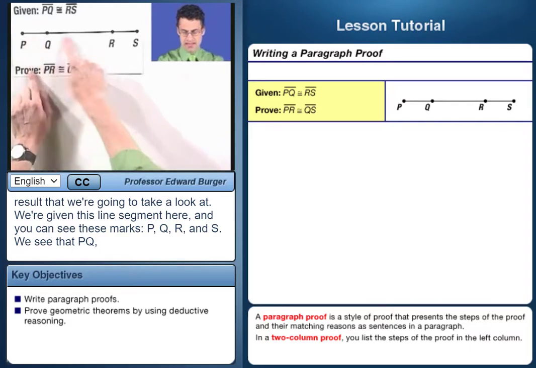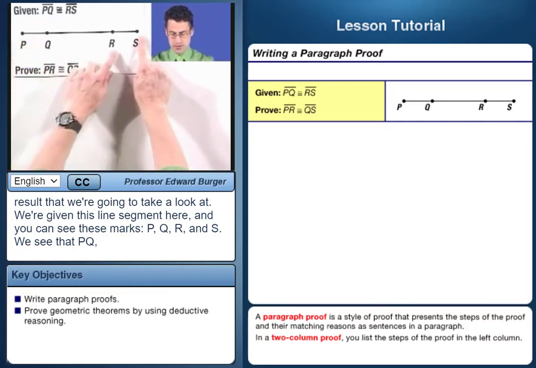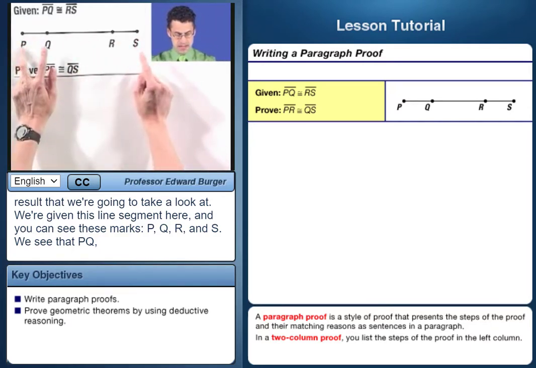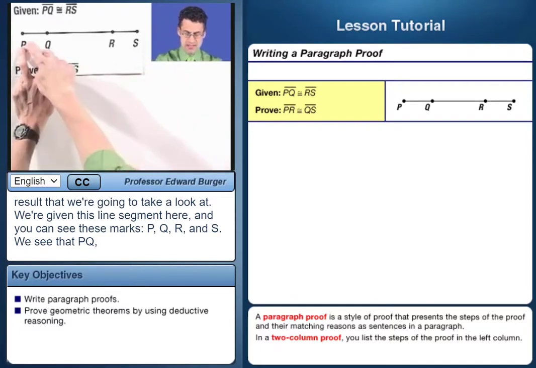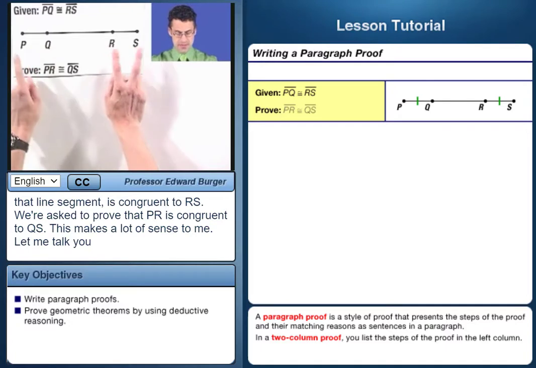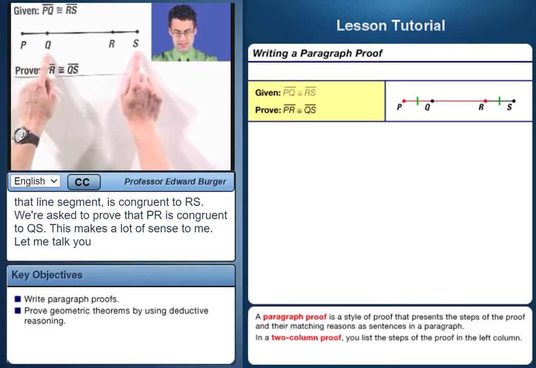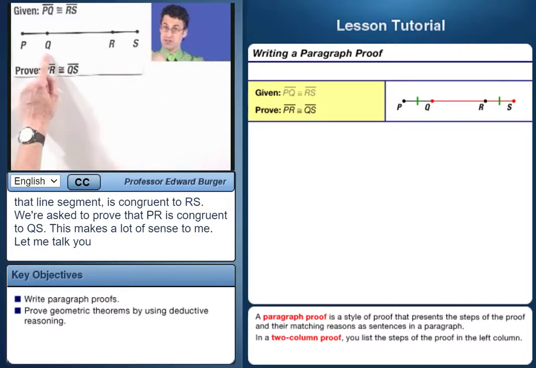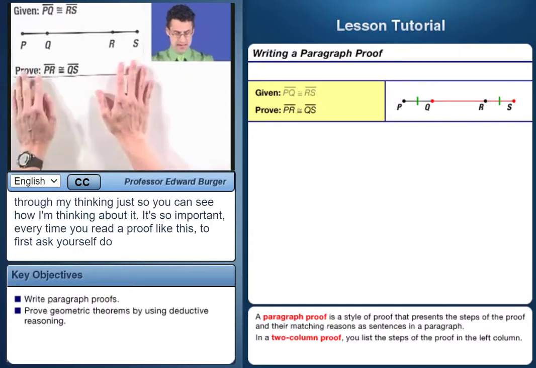So here's the result that we're going to take a look at. We're given this line segment here, and you can see these marks, P, Q, R, and S. We see that PQ, that line segment, is congruent to RS. And we're asked to prove that PR is congruent to QS. And actually, this makes a lot of sense to me. Let me talk you through my thinking just so you can see how I'm thinking about it.